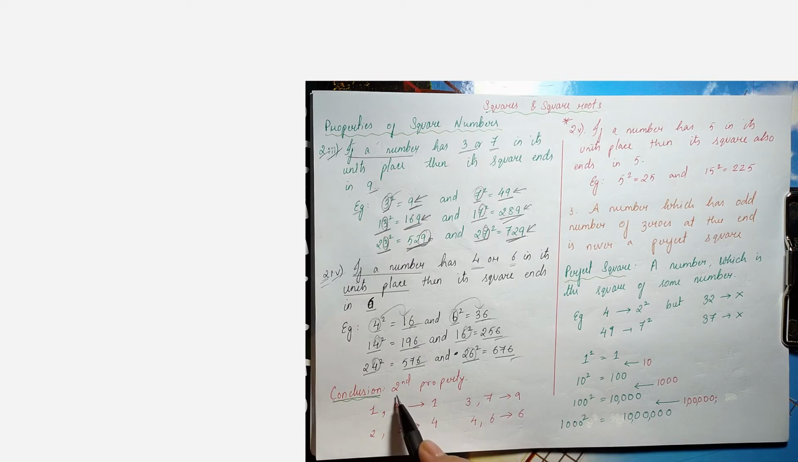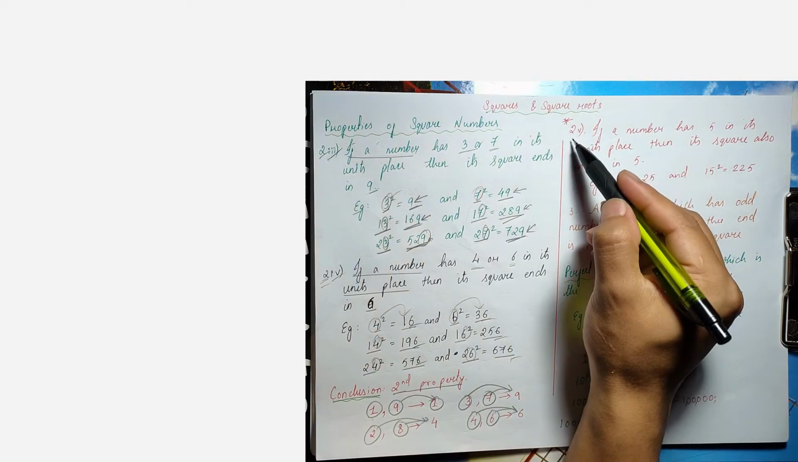Conclusion. From here we can conclude the second property in one line. That is, if the number ends with 1 or 9, then its square will end with 1. 3 or 7, its square will end with 9. 2 or 8, its square will end with 4. 4 or 6, its square will end with 6.